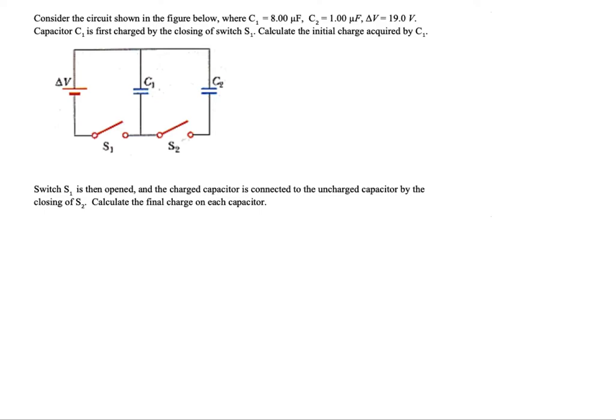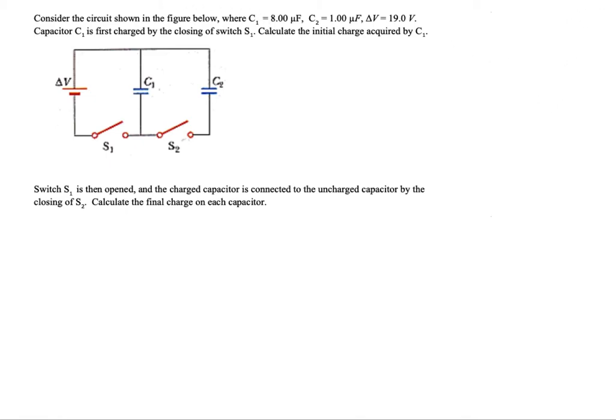Consider the circuit shown below, where C1 has a capacitance of 8 microfarads, and the capacitance of C2 is 1 microfarad. The delta V of the battery is 19 volts. S1 and S2 represent switches which can be arbitrarily opened or closed in order to let charge flow. First, capacitor C1 is charged by the closing of switch S1.